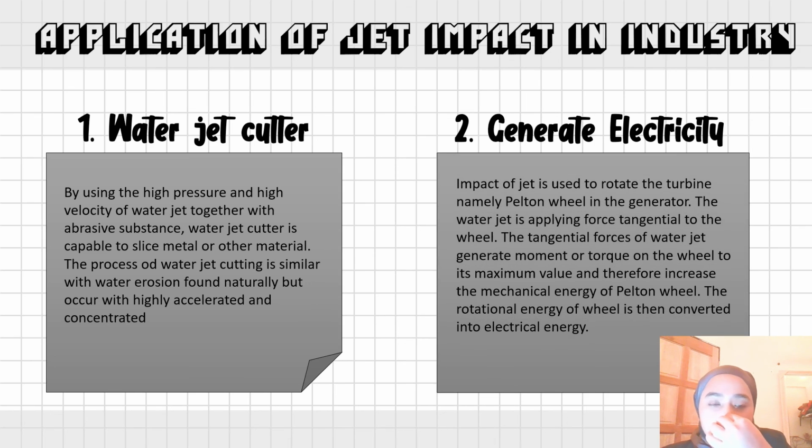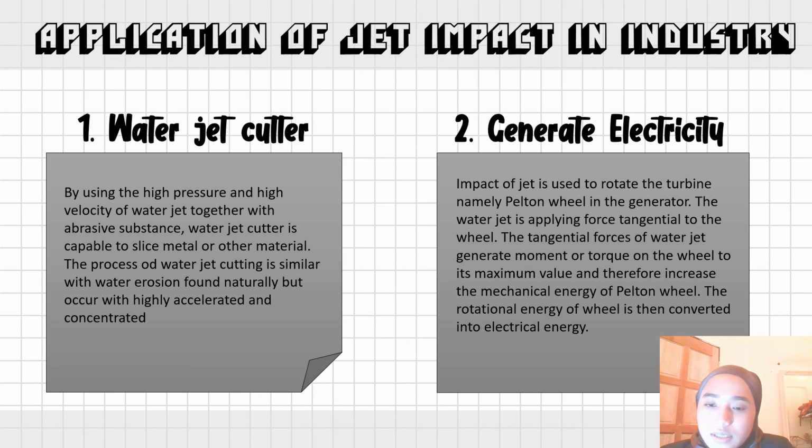For application, we need to give two applications of jet impact in industry. The first one is the water jet cutter. By using the high pressure and high velocity of water jet together with abrasive substance, the water jet cutter is capable of slicing metal or other material. The process of water jet cutting is similar to water erosion found naturally, but occurs with highly accelerated and concentrated flow.